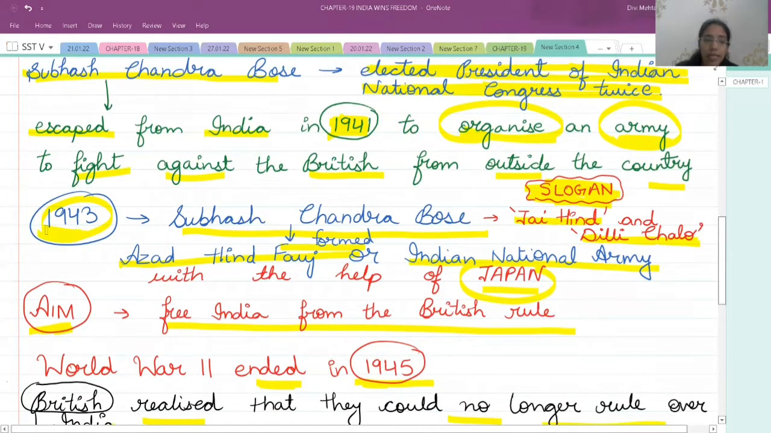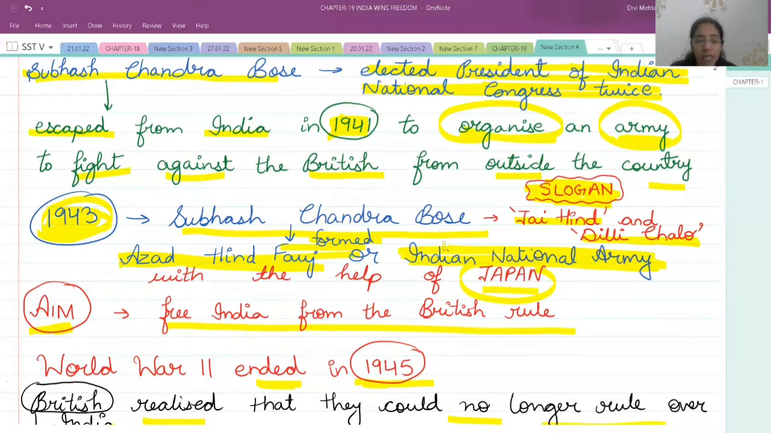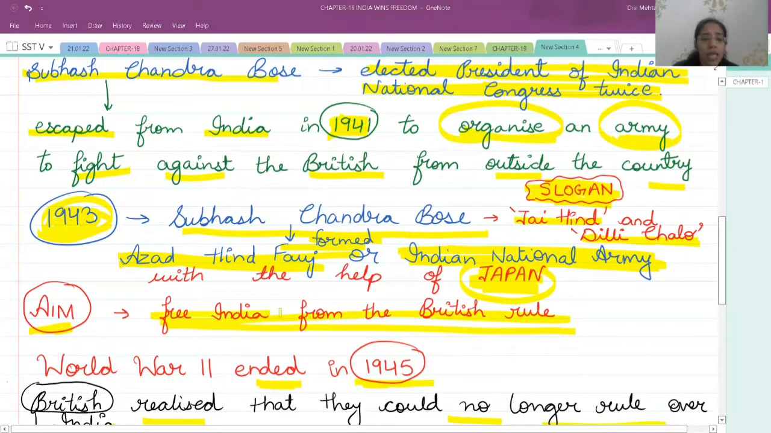In 1943, Subhash Chandra Bose formed the Azad Hind Fauj, or Indian National Army, with the help of Japan. Which country helped? Japan. The main aim of this army was to free India from British rule. He also gave two slogans, underline: Jai Hind and Delhi Chalo.